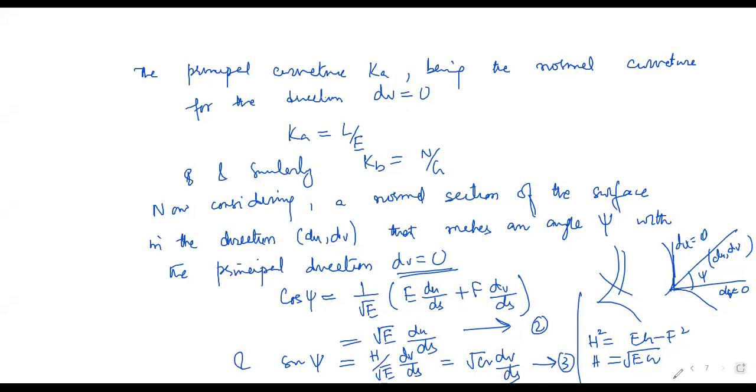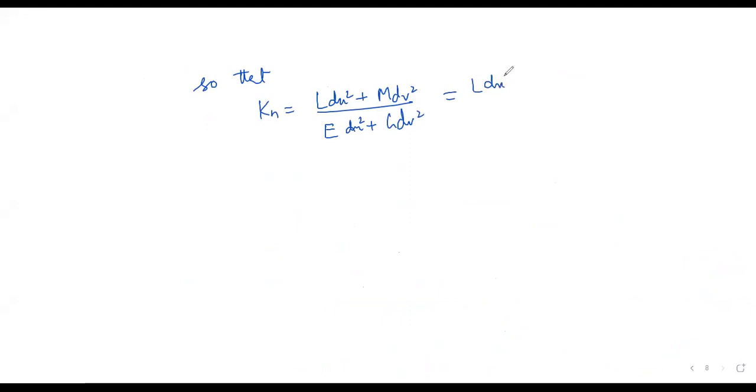Okay, so my kn is equal to L du square plus n dv square by e du square plus g dv square, but this is equal to L du square plus n dv square, and since this is the metric, this is the same thing as ds square, so it would be L into du by ds square plus n into dv by ds square.